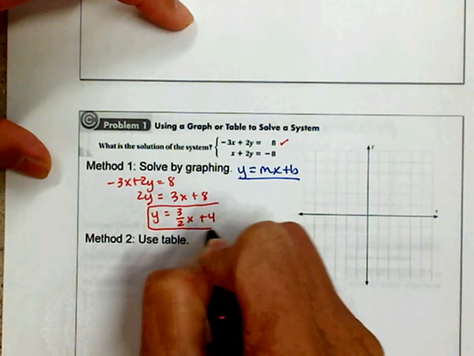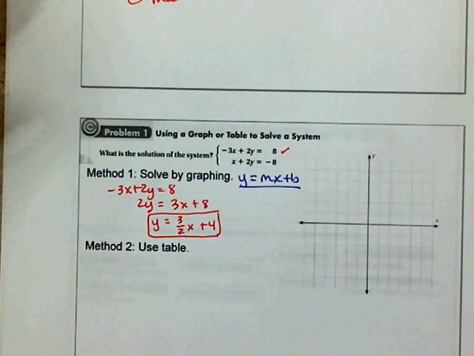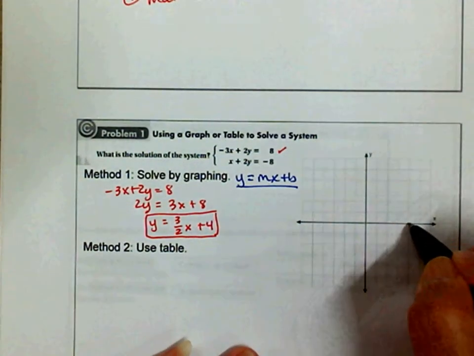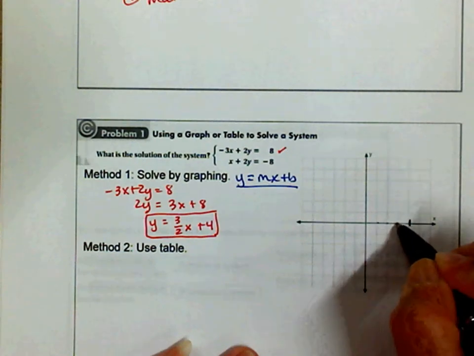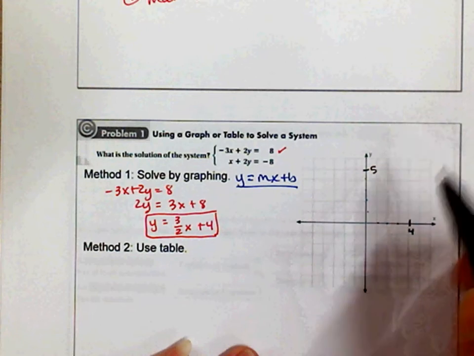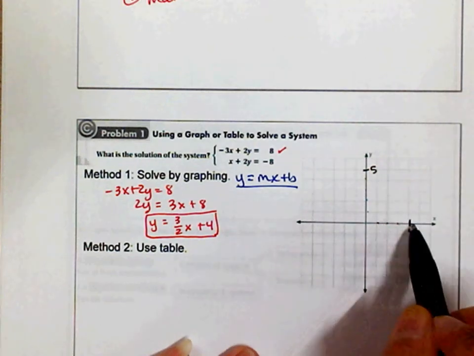Okay, let's go ahead and graph this one. Now before I graph, I need to label my graph. 1, 2, 3, 4. 1, 2, 3, 4. Oh, I meant to go 5. 1, 2, 3, 4, 5. That's all right. Did I count it right? 1, 2, 3, 4. Yeah, okay.